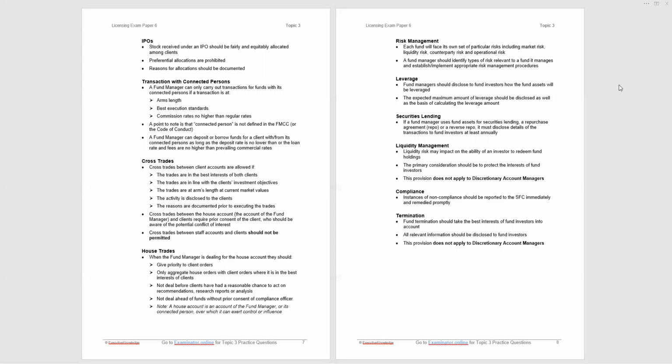And then cross trades, the one that's not permitted, cross trades between staff accounts and clients, no, not allowed. Easy to write a question on cross trades, so be aware of those.